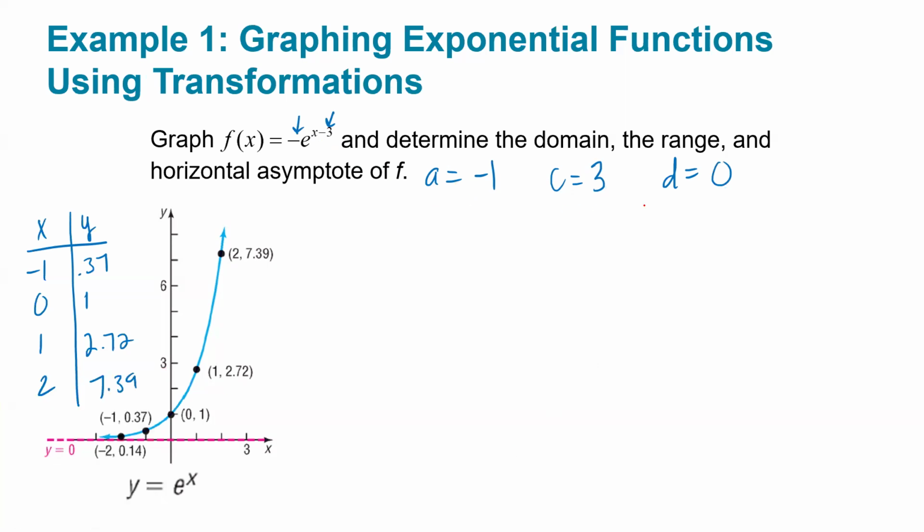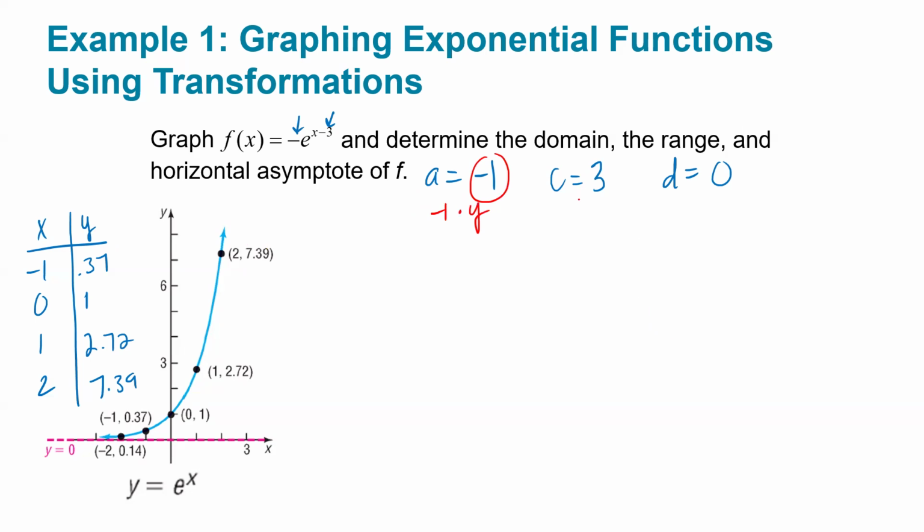Remember, each one of these pieces has an effect on our parent function, right? So your A is your vertical stretch, dilation or reflection. Since A is negative, that lets us know that this is a reflection, correct? And A affects our Y. So that means we're going to take whatever A is and multiply it times our Y. So each Y is going to be multiplied by negative 1.